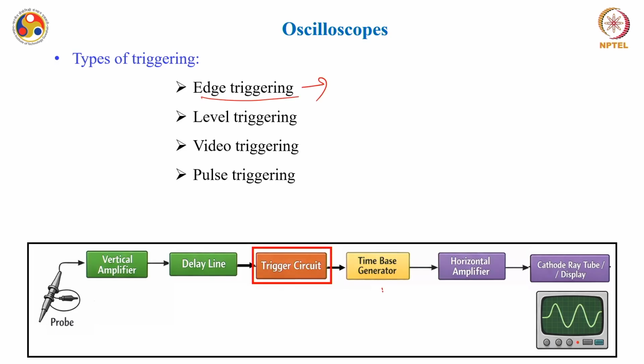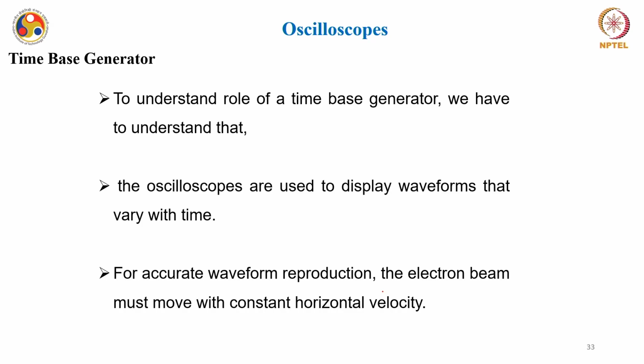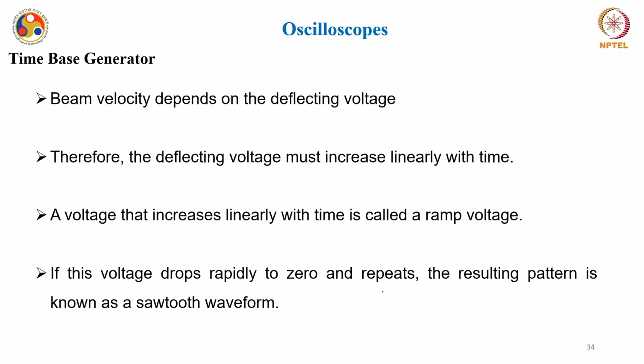Okay. Then we have a time-based generator, and the time-based generator is a very crucial part of any analog oscilloscope. However, to understand the role of the time-based generator, we have to understand the role of the oscilloscope and different modes in the oscilloscope. Okay. So, we know that oscilloscopes are used to display waveforms that vary with time, and for accurate waveform reproduction, the electron beam must move with a constant horizontal velocity. Okay. Beam velocity depends on the deflecting voltage, and therefore, the deflecting voltage must increase linearly with time.